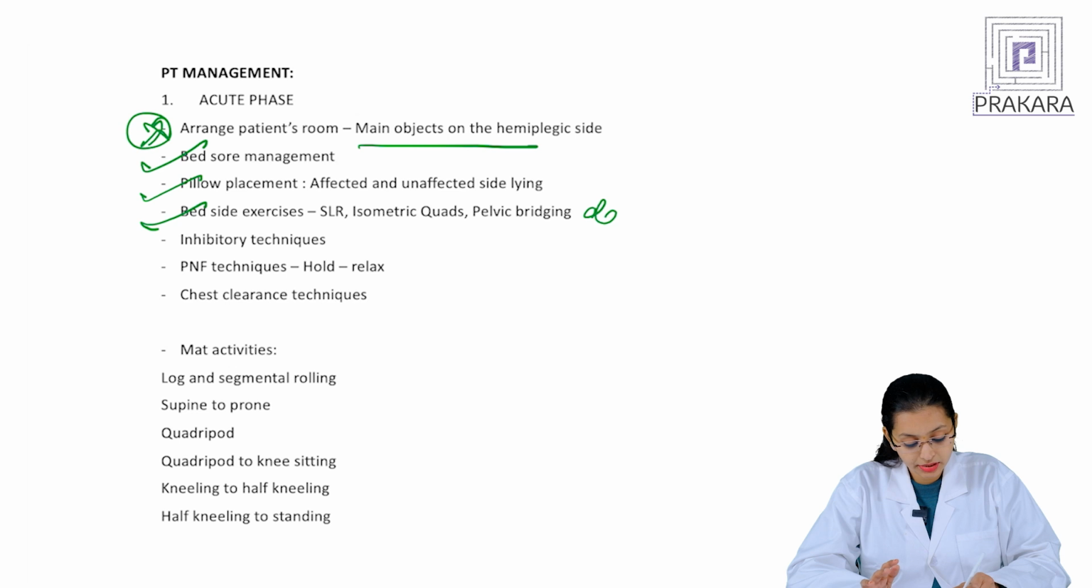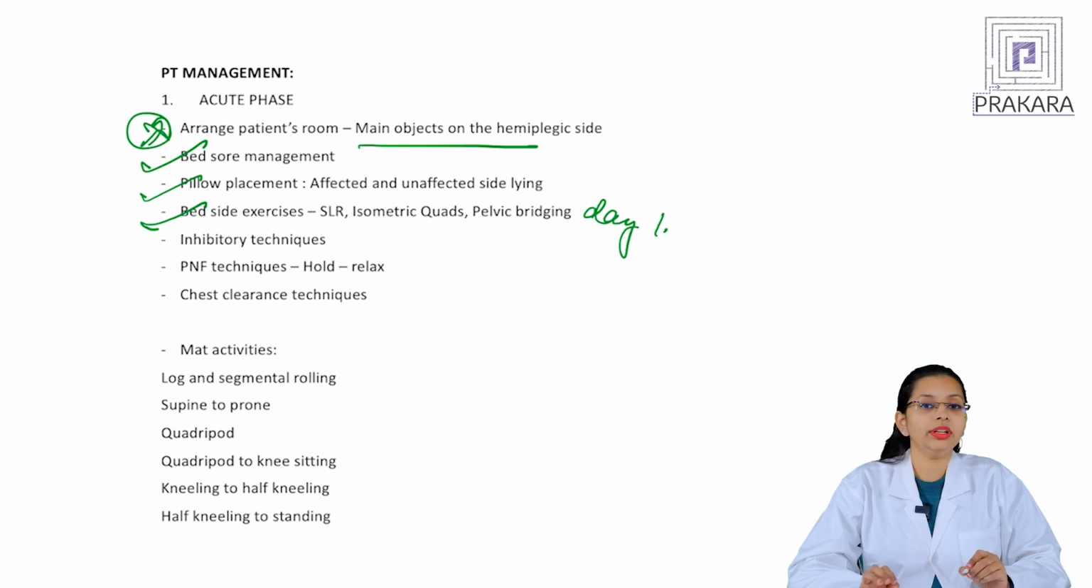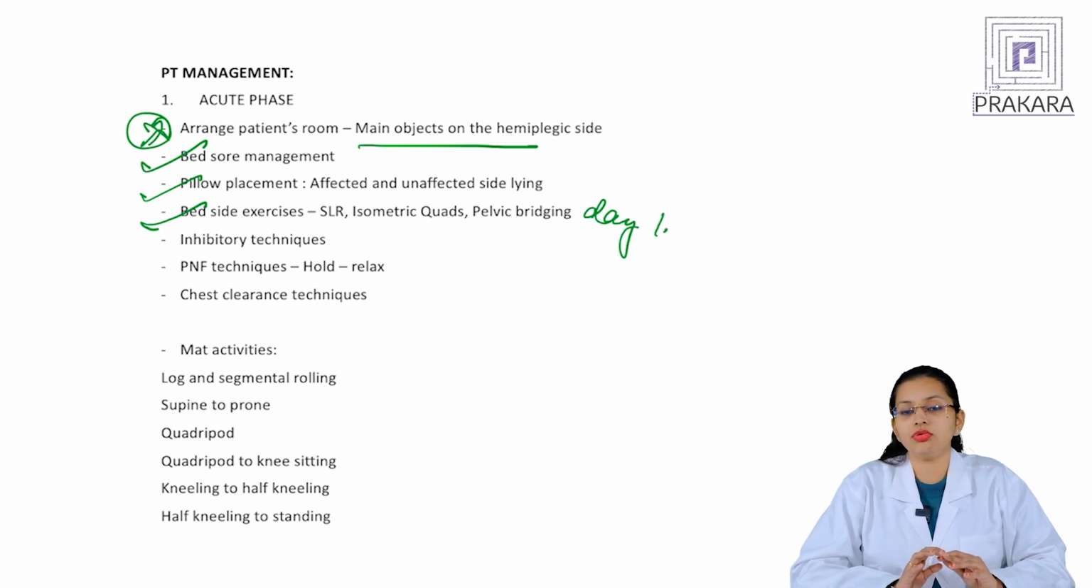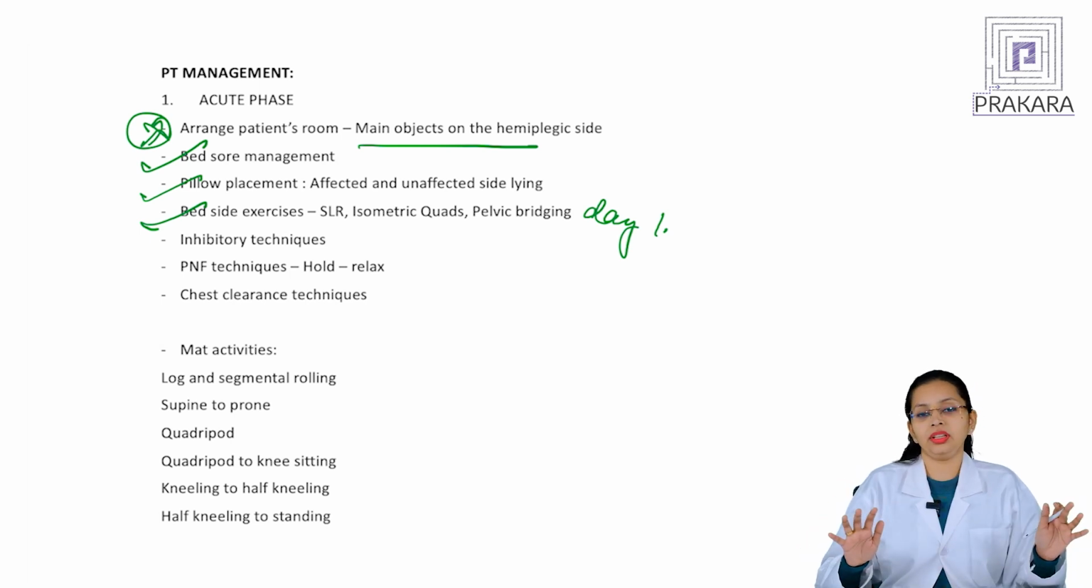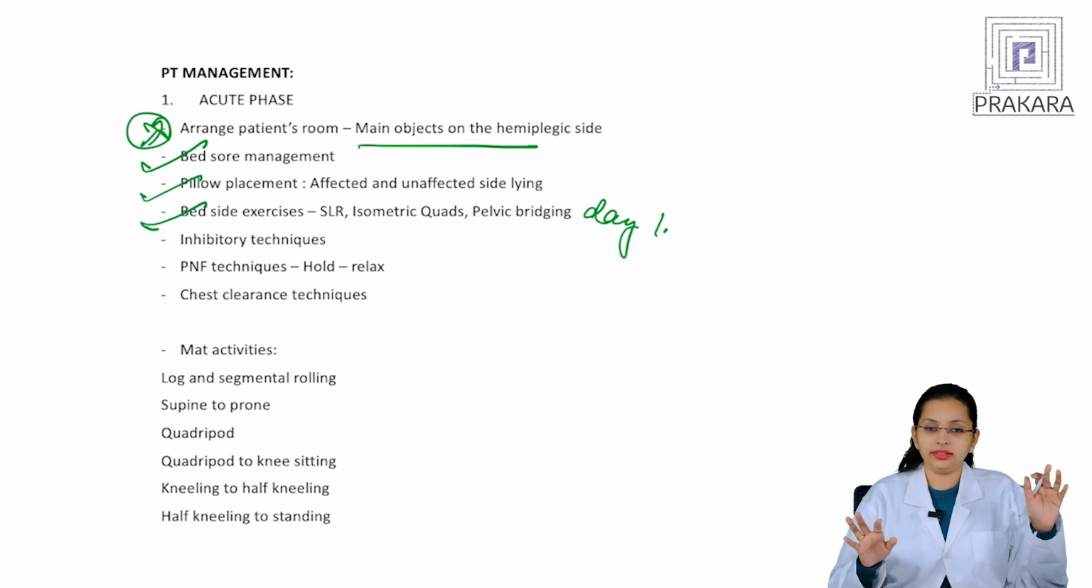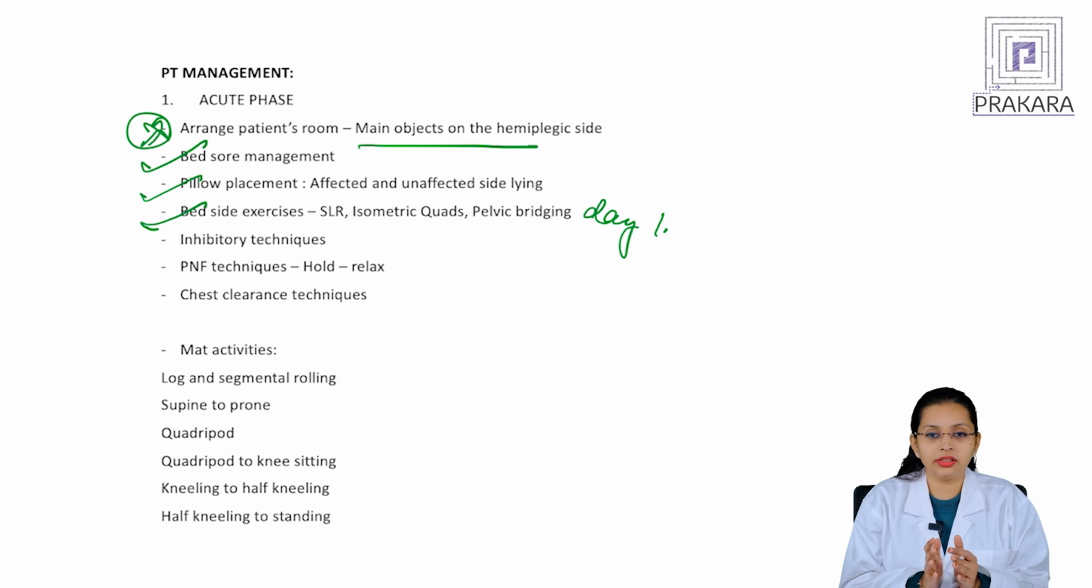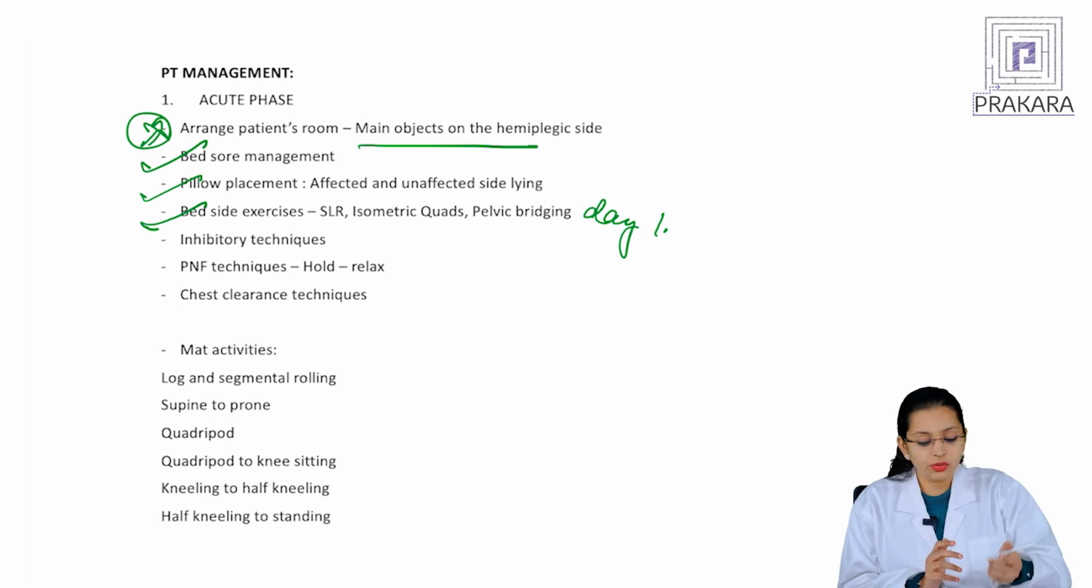Bedside exercises can be done right from day one. There is no myth that stroke people should not be touched for 2 weeks, 3 weeks, that you have to give them their own time to relax. Nothing like that. Once you say that the vitals are stable, start them with the exercises. The bedside exercises include SLR, isometric quadriceps, and pelvic bridging.